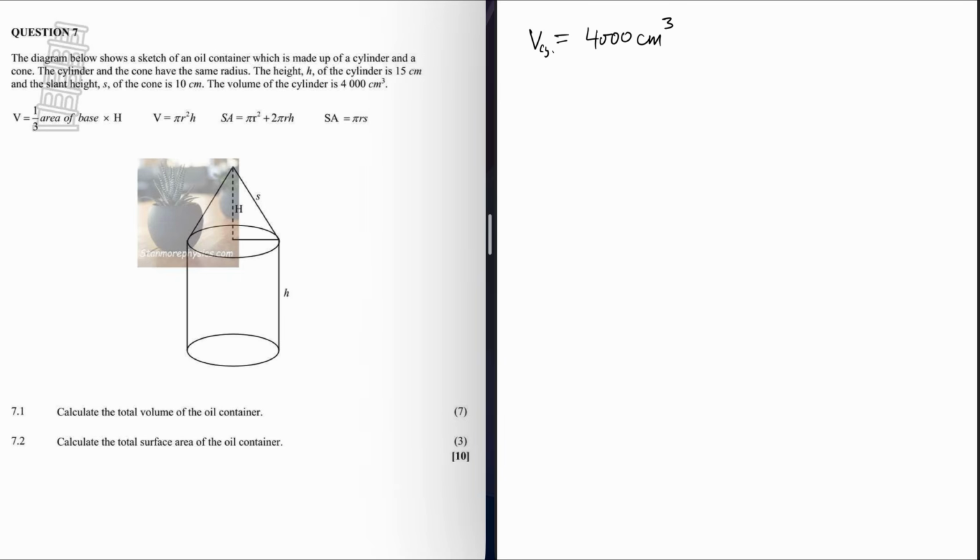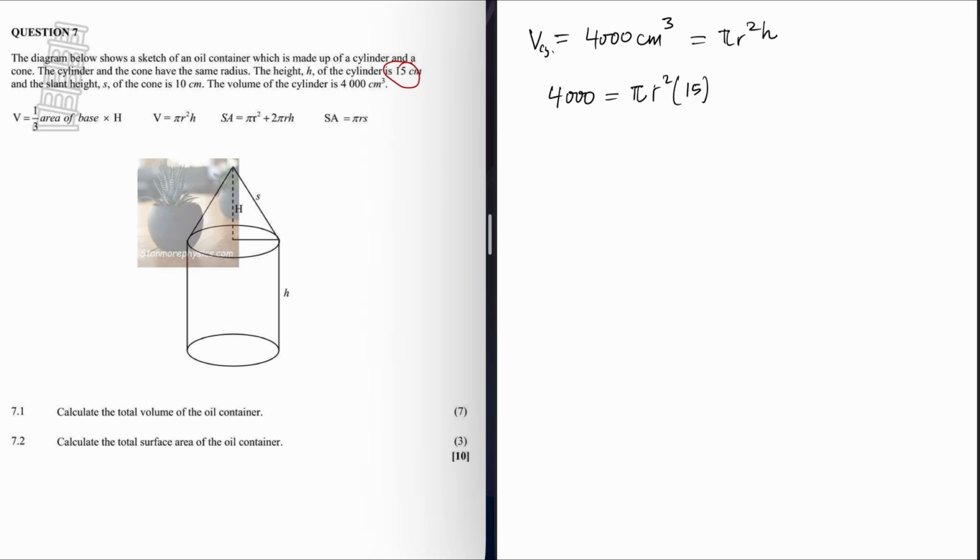So the formula to calculate the volume of a cylinder is equal to pi r squared h. They've kindly given us that formula. Now, we know the height of the cylinder. The height is given as 15. So we can substitute. We can say 4,000 is equal to pi. I don't actually know the radius, so leave it as r squared. And the height is 15.